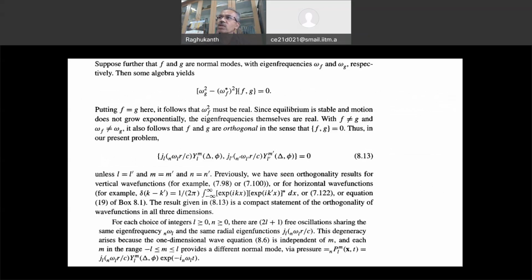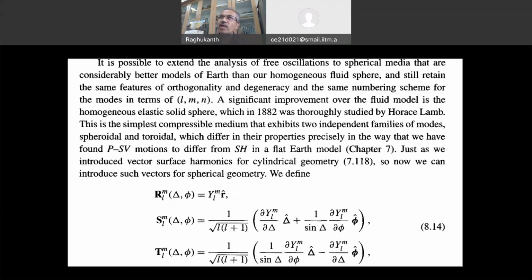So that was for a fluid, and then the solid spheres. This also people derived. Of course, we are not going into the detailed derivations; I'm just pointing out the important things. So for solid spheres, Lamb's paper is there, and L, M, and N are these.